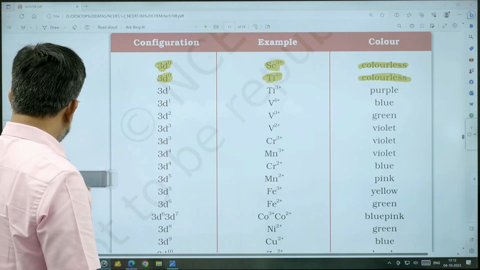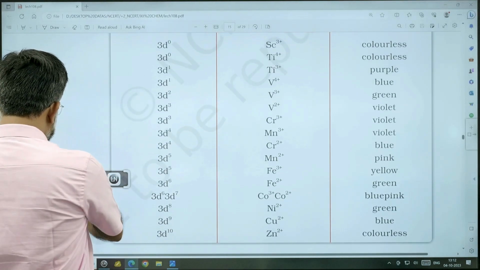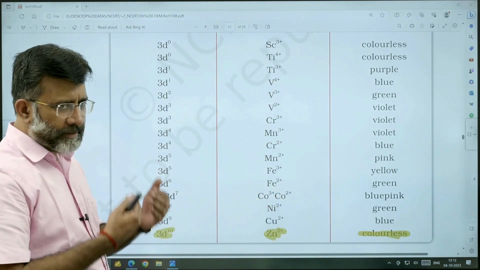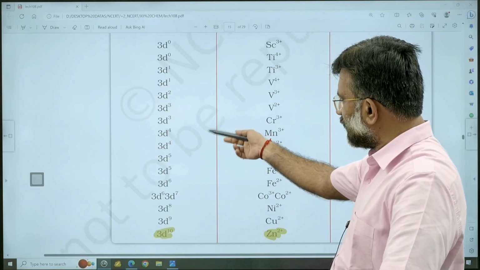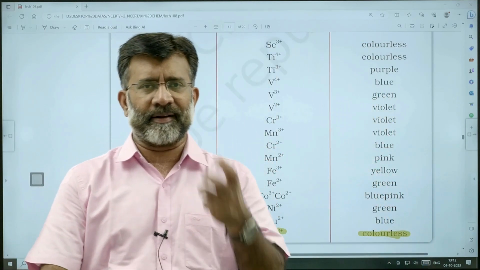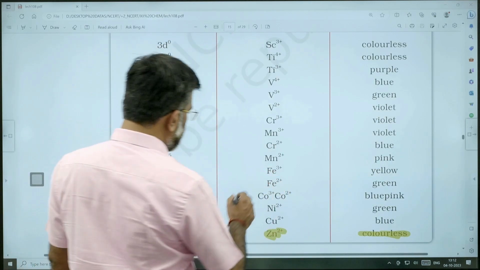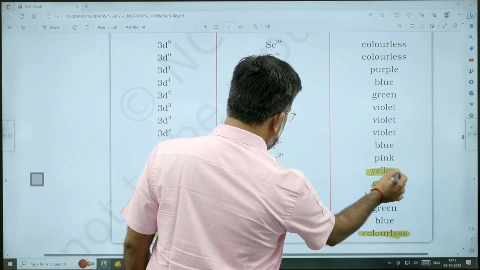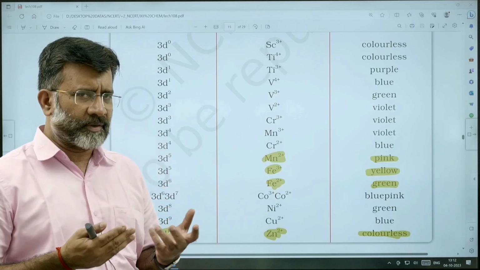You can see at the end of the table, d10 system, zinc compounds. Zinc compounds are colorless, while other systems where there are unpaired electrons, say d1, d2, d3, etc., are colored in nature. Get familiarized with the color of various transition metal compounds available. For example, Fe2 plus is green in color, Fe3 plus is yellow in color, manganese 2 plus is pink in color. Most of these things all of you know.